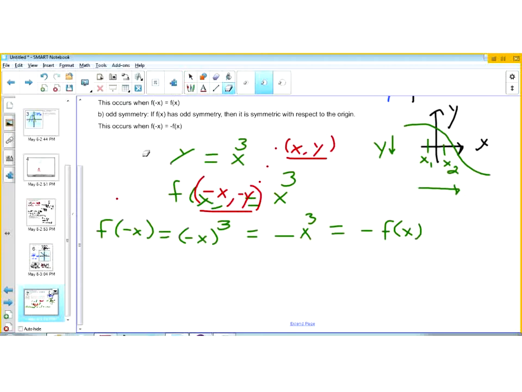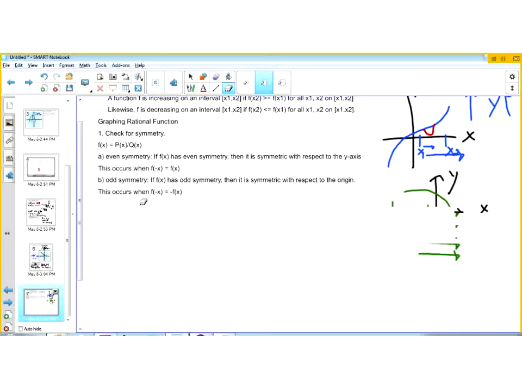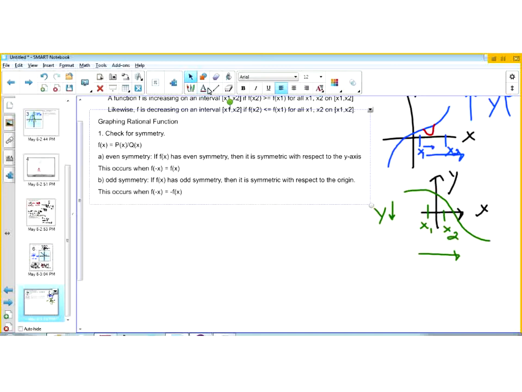All right, so examples of odd symmetry come in very handy when you're working with graphs of rational functions. All right, so that's all I want to say about symmetry. You can see that it can really almost halve the amount of calculations you have to do if you do it right. And so let's go back to checkpoint number 2.